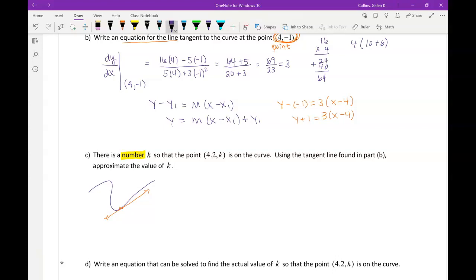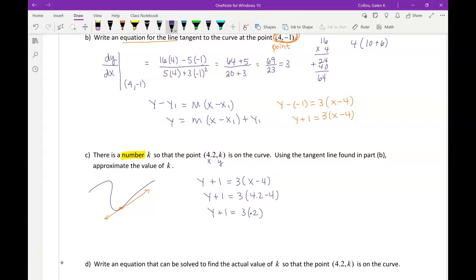So remember, this is an x value, this is a y value. So I'm going to take my equation from part B, y plus 1 equals 3 times the difference, x minus 4. And I'm going to plug 4.2 in for x. So let's see. y plus 1 equals 3 times 4.2 minus 4. And 4.2 minus 4 is just 0.2.